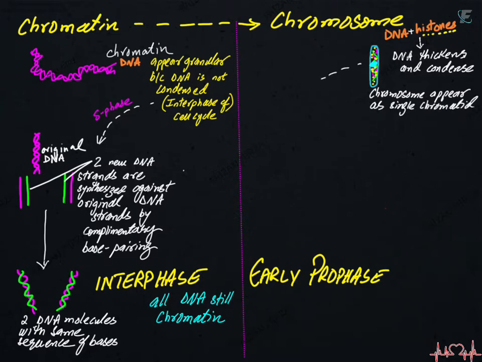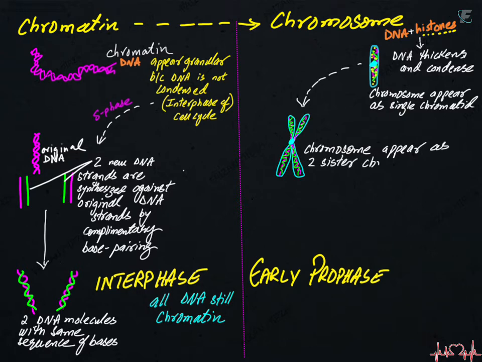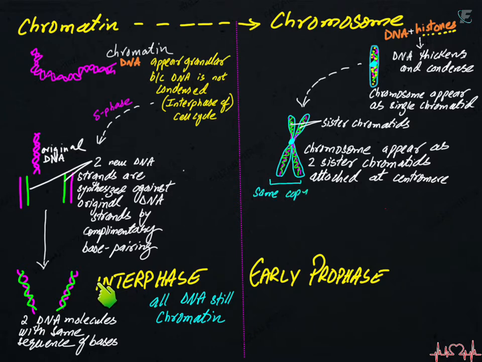So chromosomes appear as single chromatid. But soon, this is the characteristic appearance of a chromosome, where you end up seeing a chromosome having not one chromatid but two sister chromatids. So the chromosome appears as two sister chromatids attached at the centromere. Both sister chromatids have the same copy of DNA molecule which was replicated in the interphase. Hence the same sequence of bases on this particular chromatid and the sister chromatid. So in early prophase, the sister chromatids will always have the same sequences of bases.